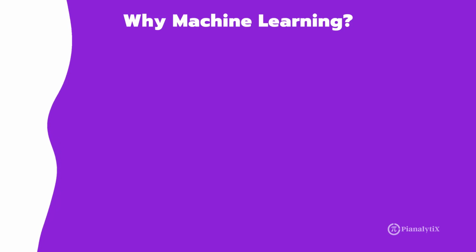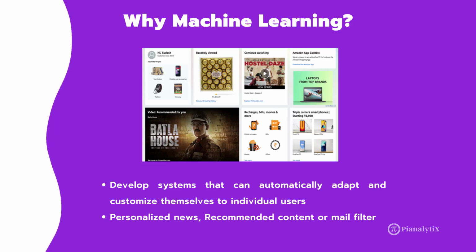Now, the question comes: why machine learning? Using machine learning, we can develop systems that can automatically adapt and customize themselves to individual users. For example, if you use any online site like Amazon, Flipkart, Myntra, or any other online shopping site, you will see "recommended for you" or recommended items, which is not possible for a program to write down for each user.